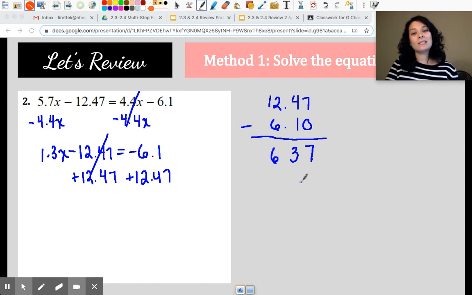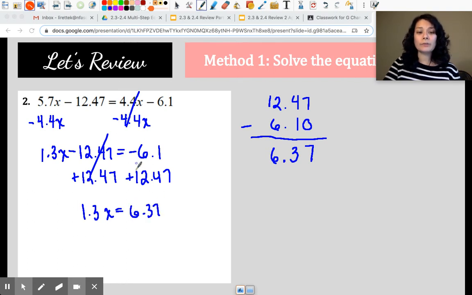So that's going to give me 6, and my decimal goes straight down into my answer. So I've got 1.3x equals a positive 6.37, okay? Always make sure you're adjusting your sign if necessary. This should be positive because 12.47 is the larger number. And now to get rid of this 1.3, which is being multiplied, I divide.